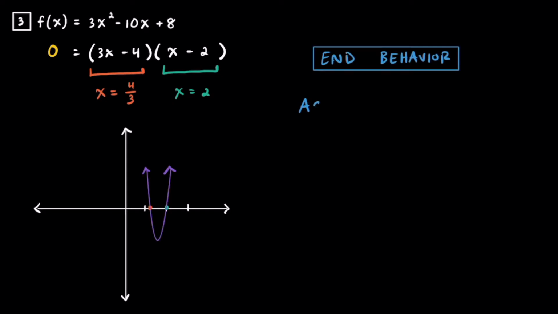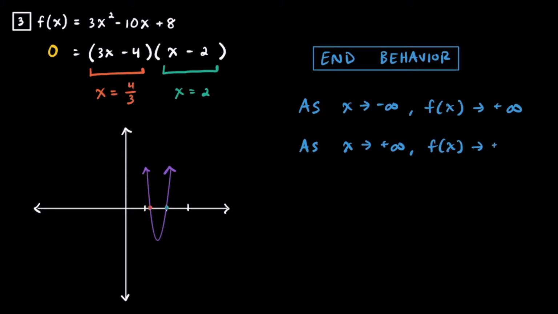For our end behavior, we can say that as x approaches negative infinity, or as the function moves to the left, f of x, or all the y values, are going to approach positive infinity or move upwards, and as x approaches positive infinity, or as the function moves to the right, f of x is going to go towards positive infinity as well.